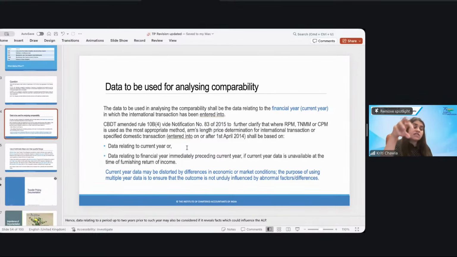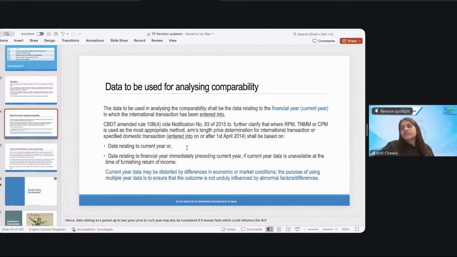But this is where CBDT came up with a change in law, and they amended Rule 10B-4 to clarify that, where you're using RPM, TNMM, or CPM as the most appropriate method, then you can use arm's length price relating to the data relating to the current year or the data relating to the financial year immediately preceding the current year if current year data is unavailable at the time of furnishing return of income.